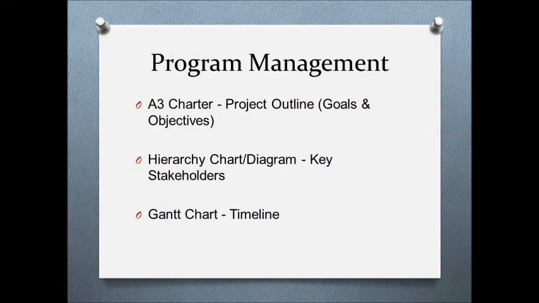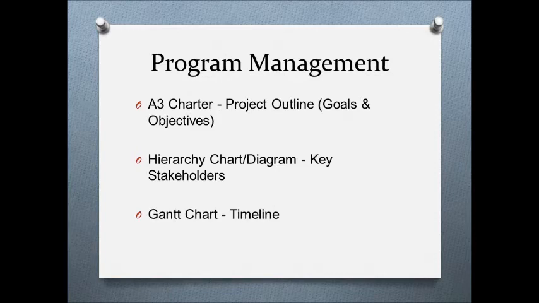In IH 743, there's different modules that we are tasked with, and one of them being the project management module. And with this module, I have identified 3 key points that you need to have as a project manager. And one of them is the A3 charter, the hierarchy chart or diagram, and then the Gantt chart. With the A3 charter, this is where you have your project outline. You identify your goals and objectives and how you're going to achieve these.